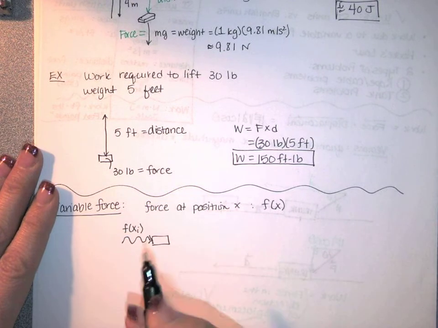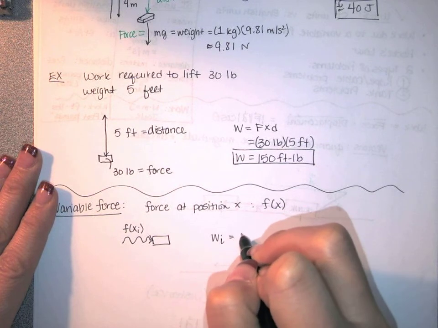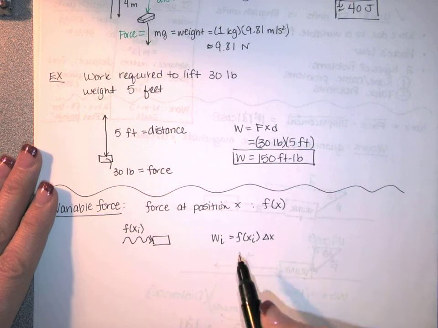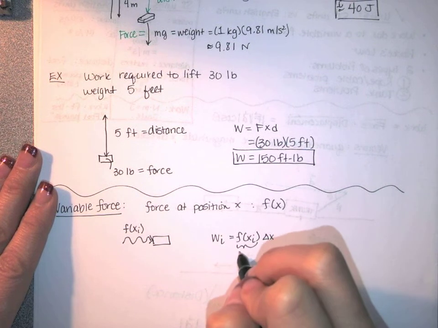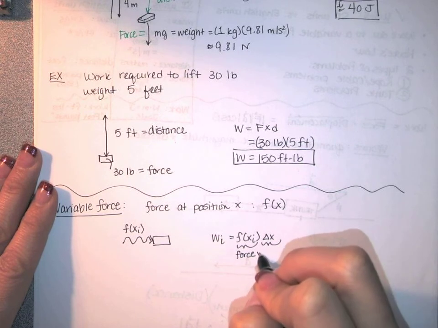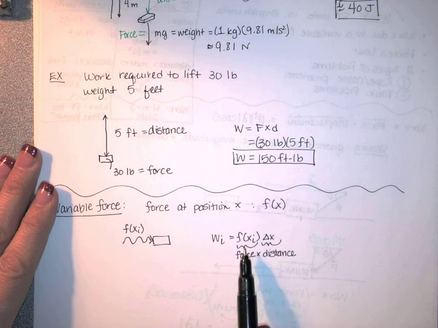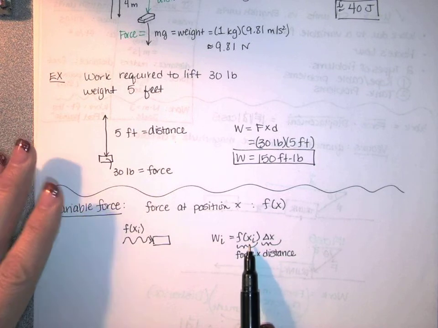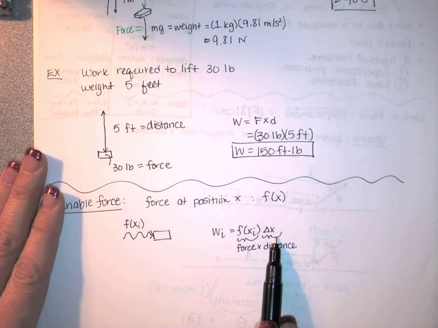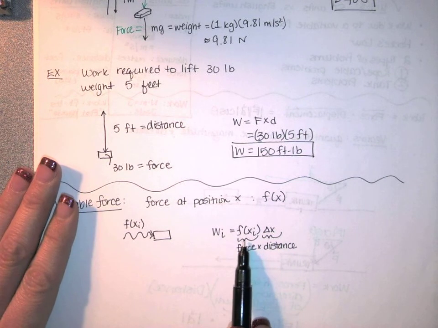Well, the way I would find the work is I'd find the work at one moment, I'd find the work at another moment, find the work at the next moment. And this is going to be my force in that moment times the displacement in that moment, or the distance traveled through in that moment. So I'm taking the force that's acting at a particular x value, and I'm multiplying it by a tiny change in x. That's the distance we're moving through. So that's the work on one piece for one x value.